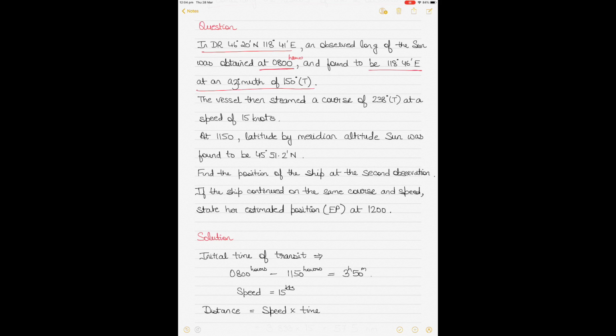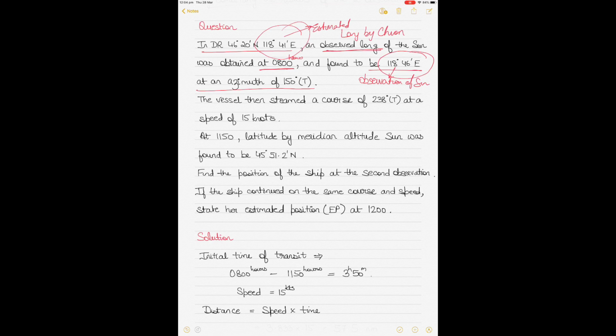A lot of information for you. So what is DR? DR is dead reckoning position. That means it's an estimated position, and you have a latitude and longitude here. Then you use the sextant altitude of the sun at 8 o'clock in the morning. When you say observed long, that means you use the longitude by chronometer method. So this longitude here is your DR longitude. That means it's an estimated position, it's not the accurate position. But this longitude here may be more accurate because it's based on your observation of the sun.